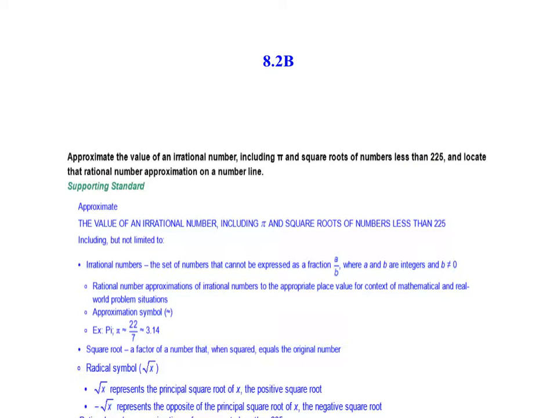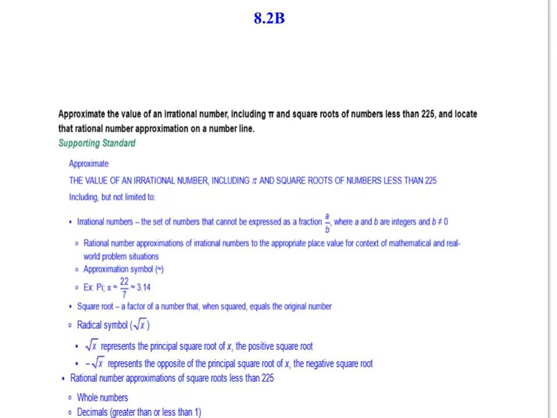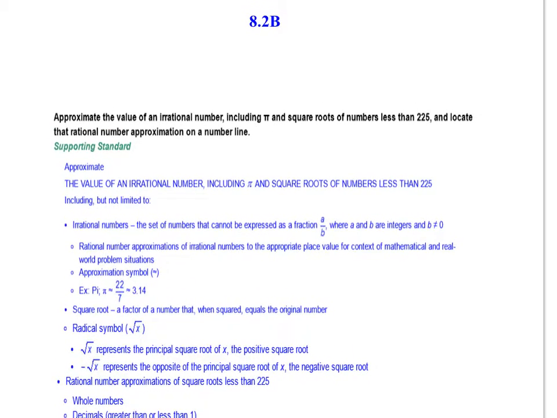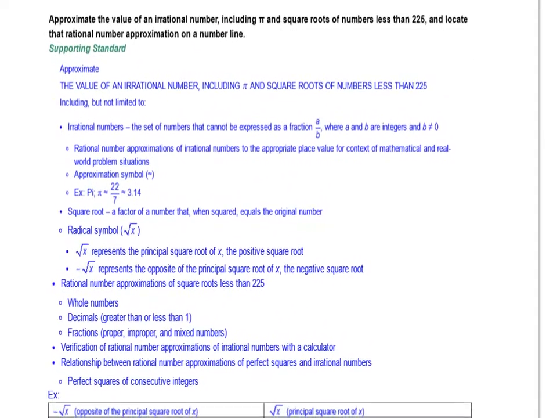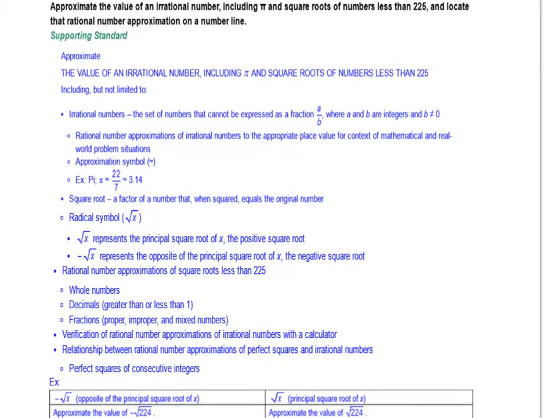8.2b. So with 8.2b, we are asked to take a look at approximating the value of irrational numbers, including pi and the square root of numbers less than 225. And then we were asked also to locate these rational numbers on the appropriate number line. So the way we do this, we have to approximate.